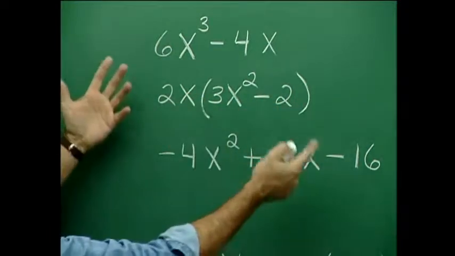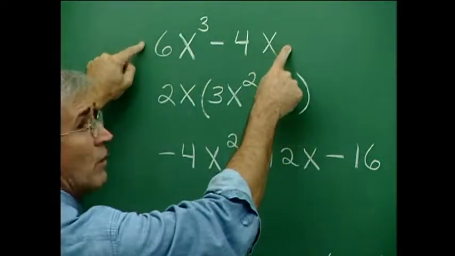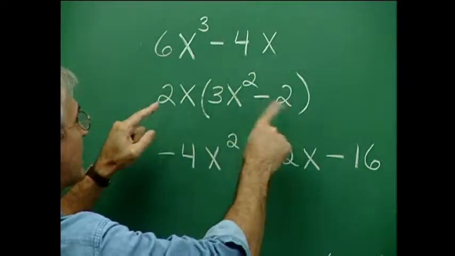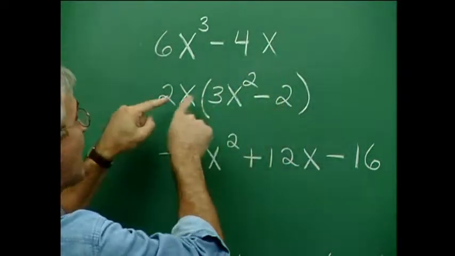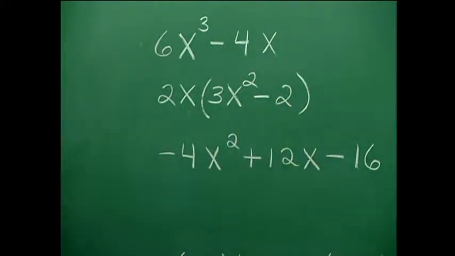So is it the case then that 2x times this binomial will give us what we started with? In examining that and seeing that the product of these two will be that, then we do have a correct factored form.